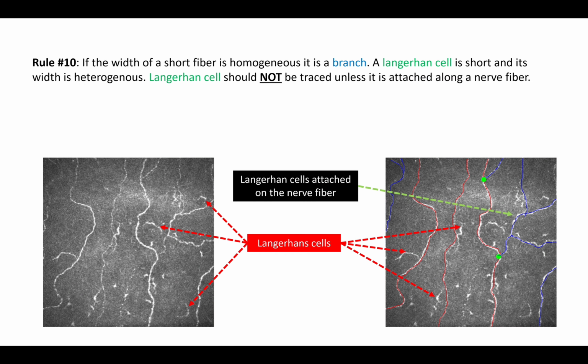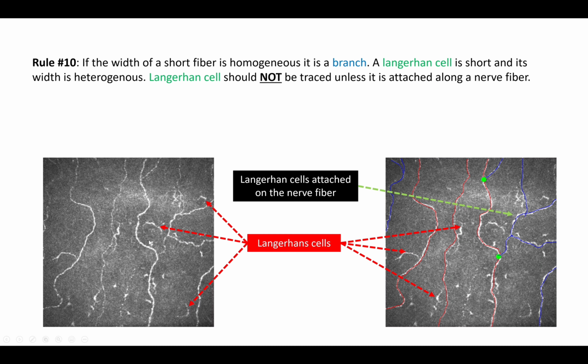Rule 10. If the width of a short fiber is homogeneous, it is a branch. A Langerhans cell is short and its width is heterogeneous. A Langerhans cell should not be traced unless it is attached along a nerve fiber.